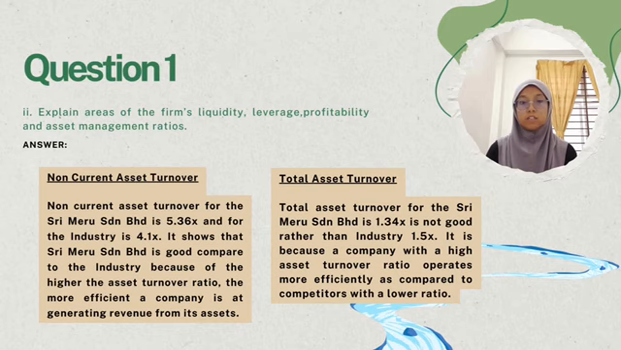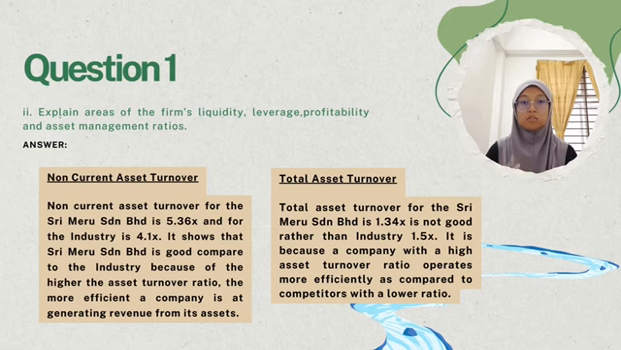The next one is non-current asset turnover. Non-current asset turnover for the Sri Meru Sdn Bhd is 5.36 and for the industry is 4.1. It shows that Sri Meru Sdn Bhd is good compared to the industry because the higher the asset turnover ratio, the more efficient a company is at generating revenue from its assets.